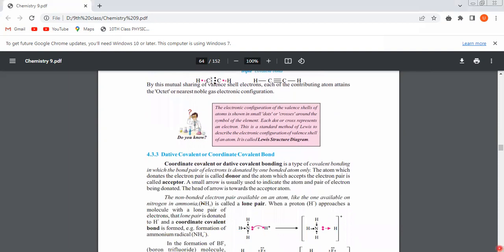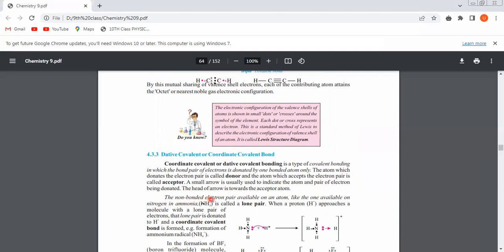Coordinate covalent bond or dative covalent bond. This bonding is a type of covalent bond in which the bond pair of electrons is donated by one bonded atom only. The atom which donates the electron pair is called the donor and the atom which accepts the electron pair is called the acceptor. A small arrow is usually used to indicate the atom and pair of electrons that has been donated. The head of the arrow is toward the acceptor atom.